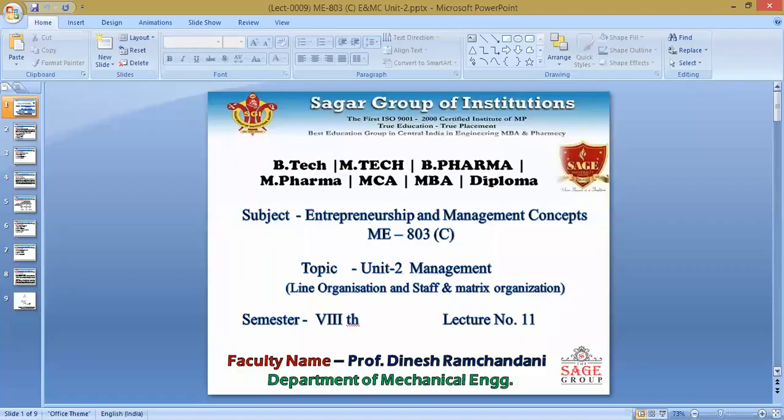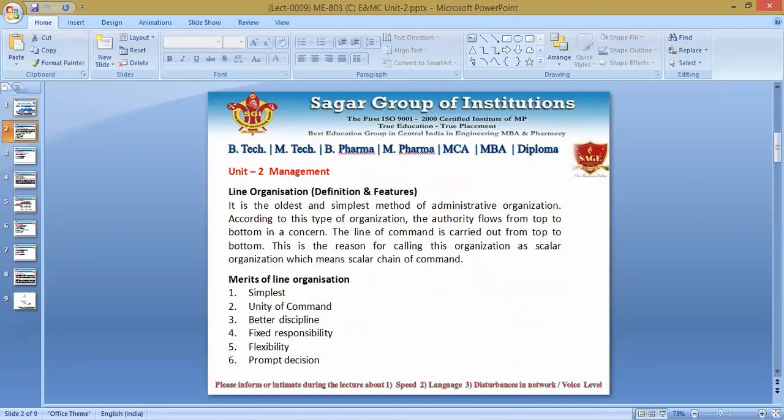So welcome one and all for the unit 2, which is management. Today we'll go through this topic: line organization, staff organization, and the matrix organization. So let us see first of all what is the line organization.